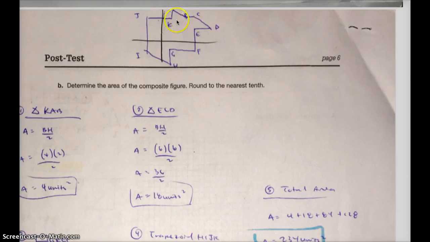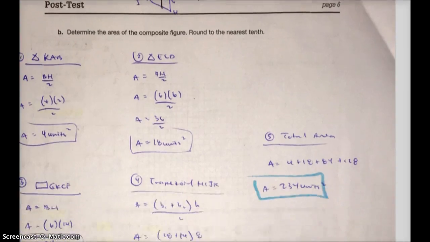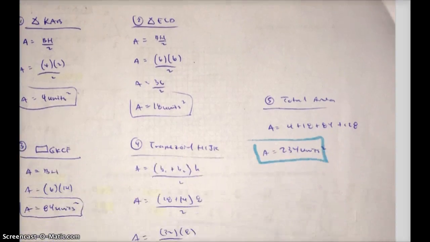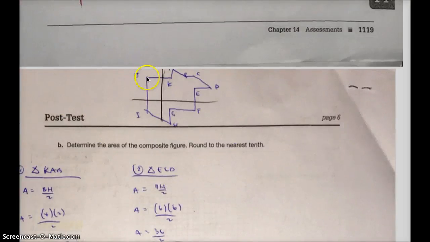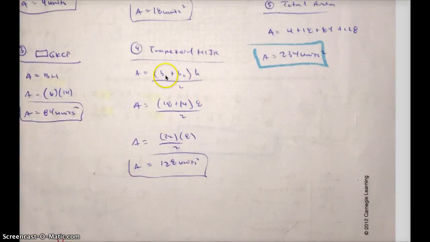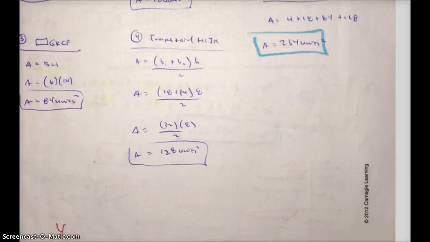Then I did this little rectangle right here. Which was 84 units. And then I did a trapezoid, this one right here. Trapezoid has the formula base 1 plus base 2 times height divided by 2. And you'll get 128. And then you just add all of those up and you get 234 units squared. That side was out of 4 points and the whole test was out of 35.